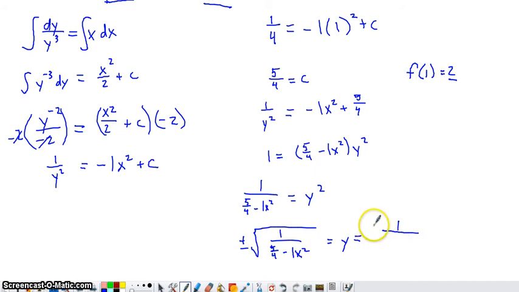And the square root of 1 in that numerator is 1. So just to clean it up and make it look a little bit nicer, we can rewrite it with no plus or minus anymore. We're taking the positive root rather than the negative because y is positive. And so we say y equals a positive value. It's 1 over the square root of 5/4 minus x squared. So there is your particular solution.